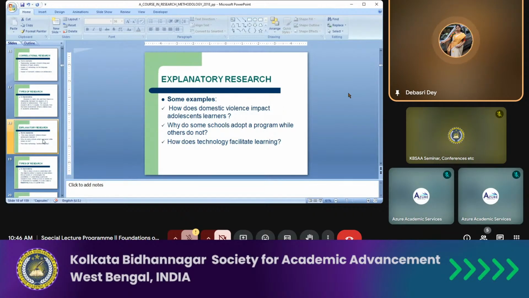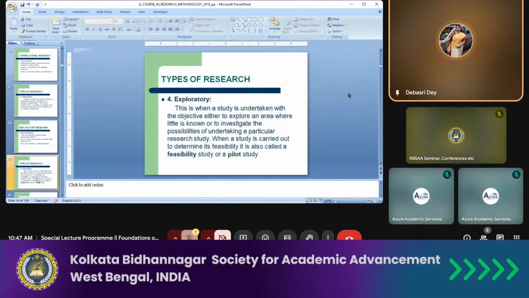Taking examples from my previous one: how domestic violence impacts adolescent students, the zone, the financial status and the study level. Why do some schools adopt a program while others do not? Why do students drop out from a particular region? How does technology facilitate learning, and so on? Those are various kinds of research too.